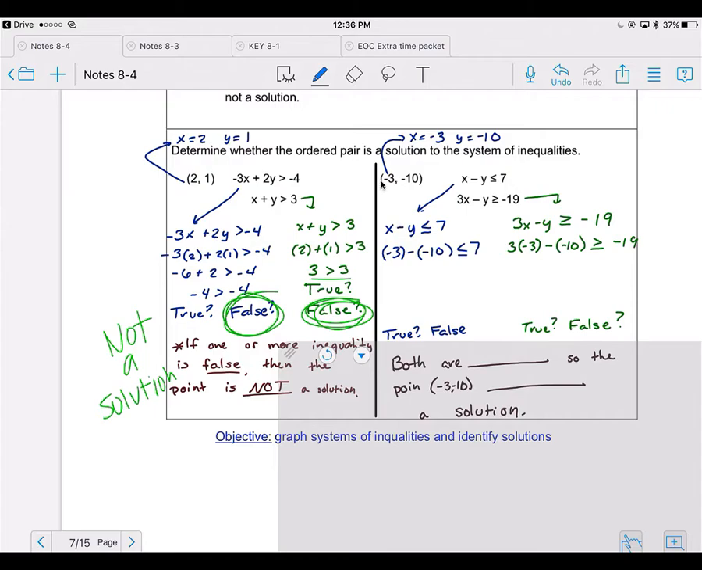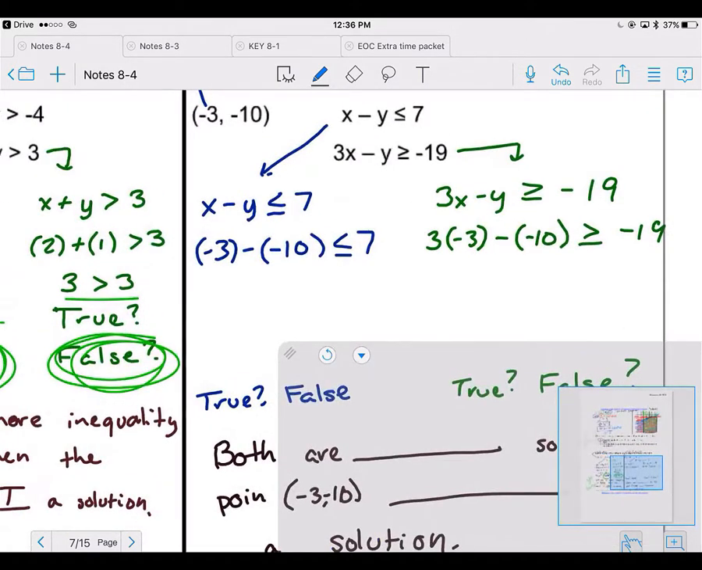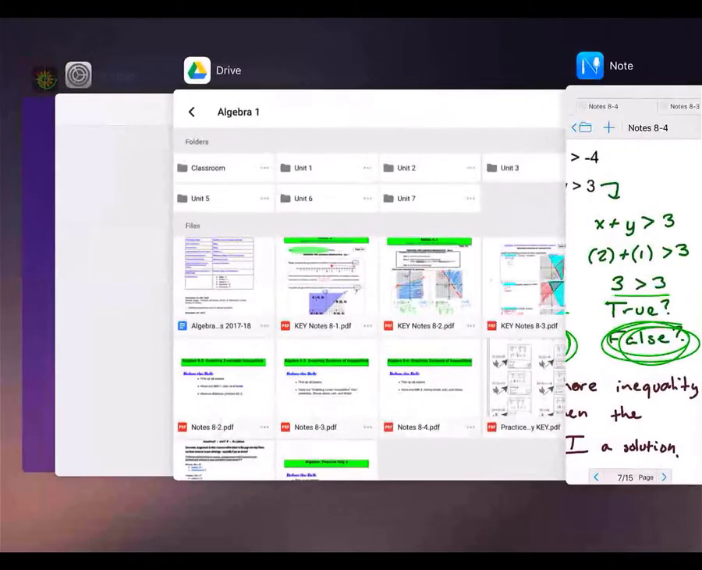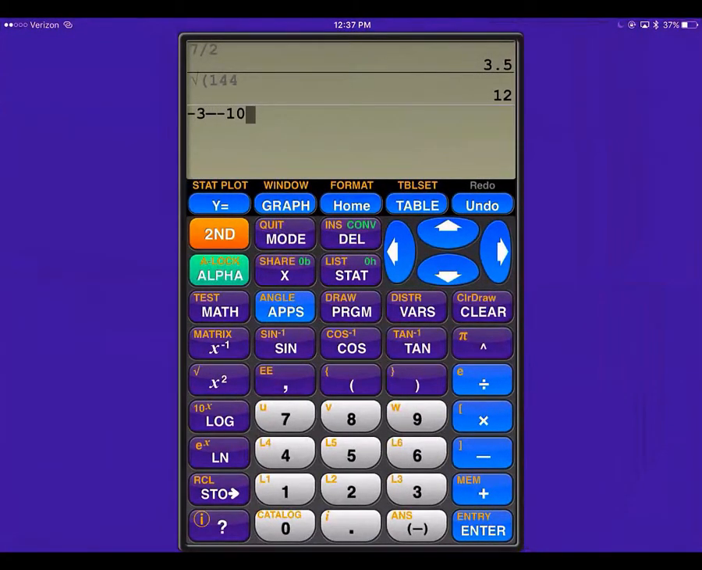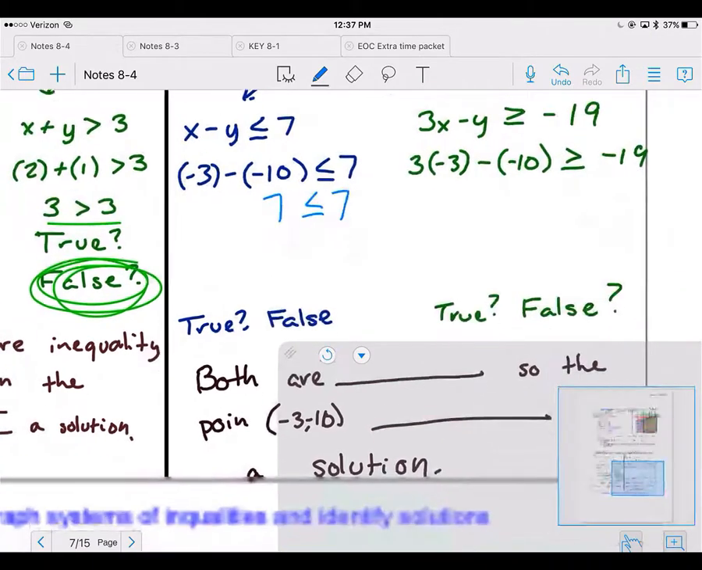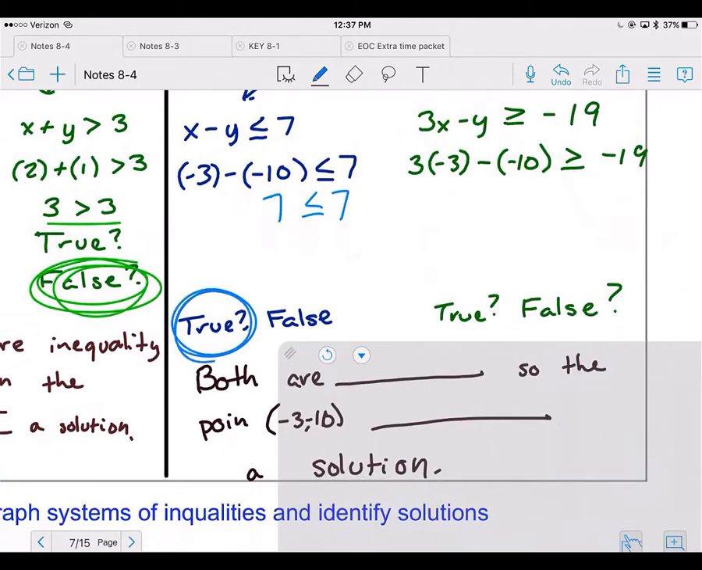So for the next one, x is negative 3, y is negative 10. And again, we don't have to solve these for y, we're just plugging in. So this has already been started for us. Let's finish it off. In our calculator, we can type negative 3 minus negative 10. And we get 7. Is 7 less than or equal to 7? Yes, so that is true. The difference here is that equal to sign. This one is 7 is equal to 7, so that would be true.